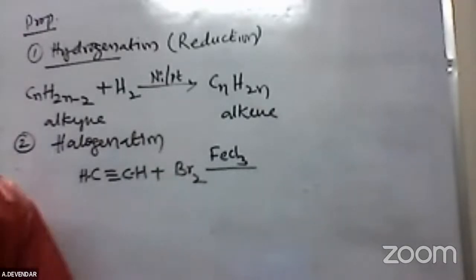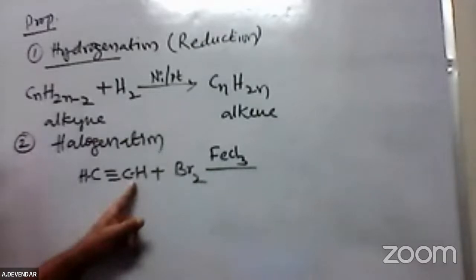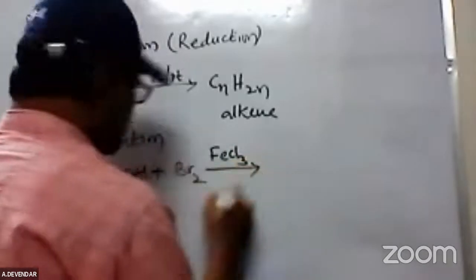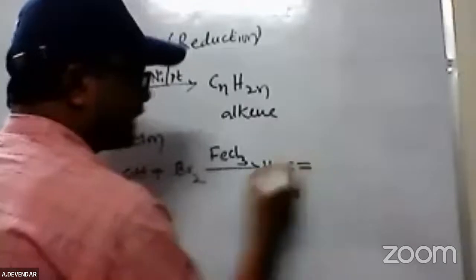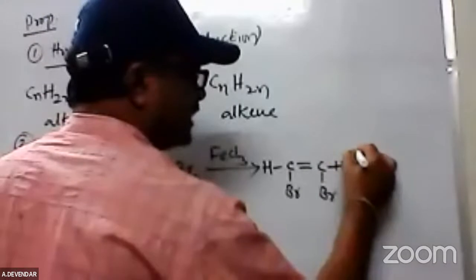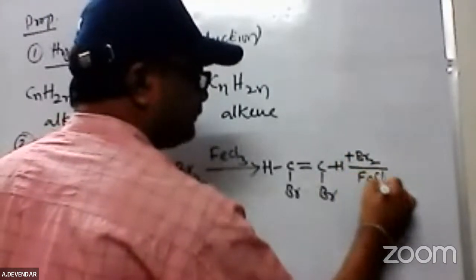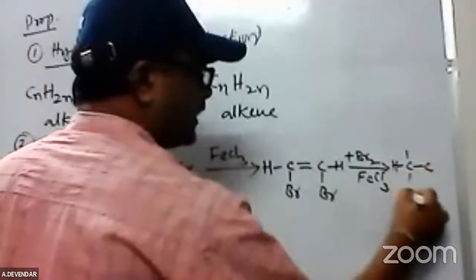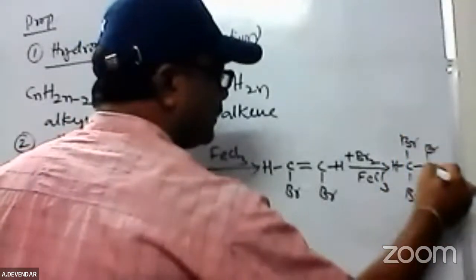How does the halogenation take place? First the bromine molecule adds, removing one bond. Next, further halogenation takes place. See the first halogenation: one bond is broken, only a second bond remains. One bromine, and we are getting hydrogen. Further halogenation means adding bromine in the presence of ferric chloride, so again one more bond is broken, and we are getting bromine.